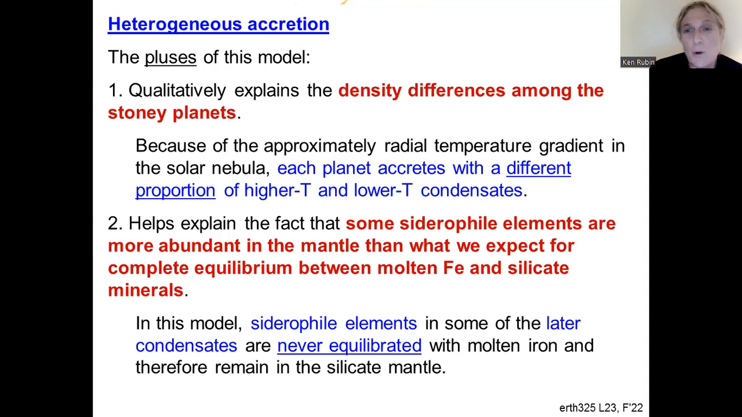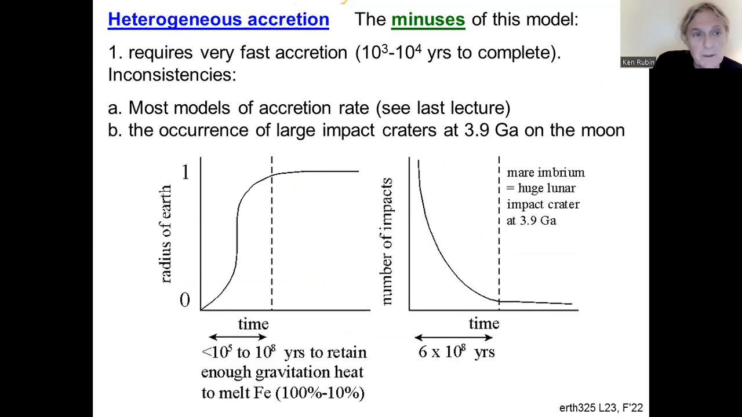Okay, so there are some pluses of this model, which are that you can explain some of the density differences between the stony planets. And you can also help explain the fact that some of the siderophile elements in the mantle are more abundant than what we would expect from a chondritic mantle that then purely equilibrated between a molten iron component and a silicate component, as I alluded to a couple slides ago. Okay. But we account for that observation in a different way than this because this model has these other problems.